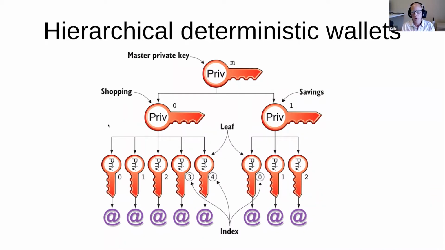So for example, this key here, each time you derive this key at index 1, you will get the same private key. So it's deterministic. I will go deeper into this, but what you can do using this scheme is that you can also organize your keys into different purposes. So this wallet, for example, has 8 keys, and they are organized into a shopping account and a savings account, if you will. We can call it accounts.